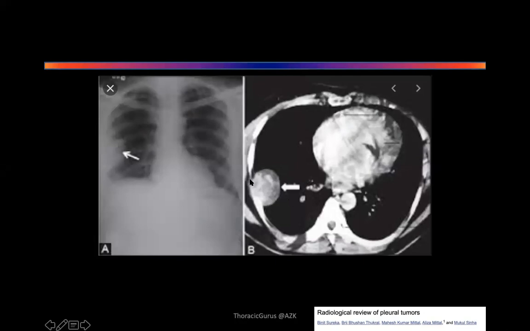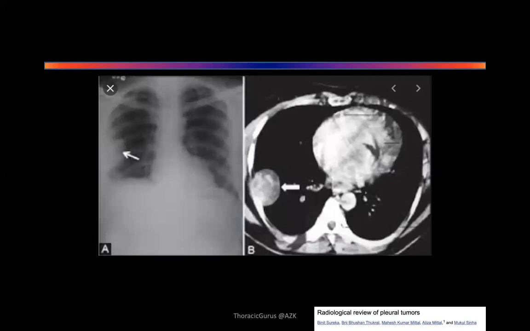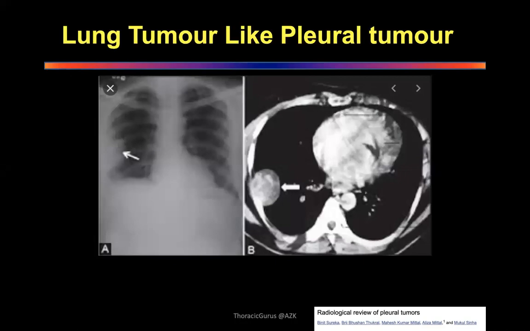But the important thing is that the angle is acute. Can you appreciate that? The moment you have acute angles and something pushing into the chest wall, this is more likely to be coming from the lung rather than the chest wall. This is more likely to be a lung pathology invading into the chest wall rather than a pleural pathology pushing into the lung. So it looks like a pleural tumor, but it's not. It's actually a lung tumor.